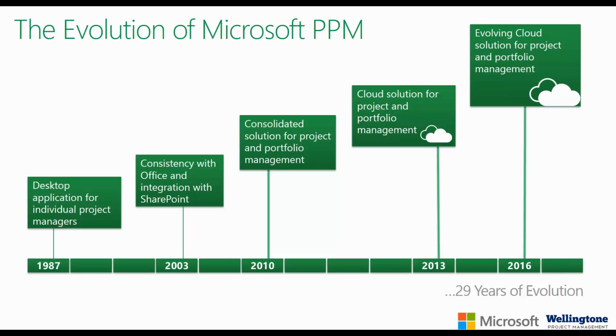So we are currently on Project Server 2016. Project Online, which has been available since 2013 in the cloud, doesn't really have a version number associated with it. It's software as a service. You're always on the very latest version.